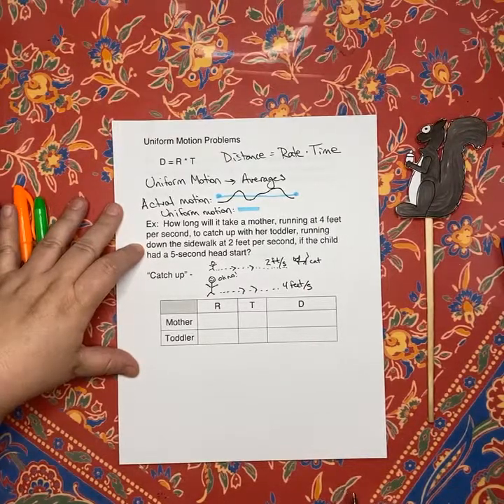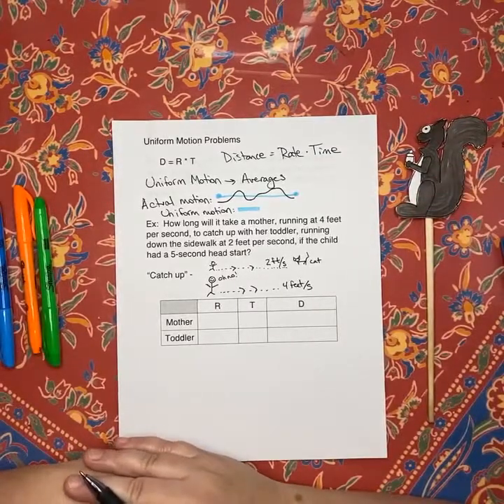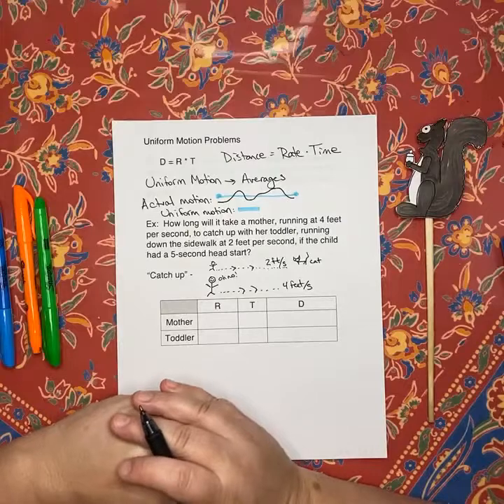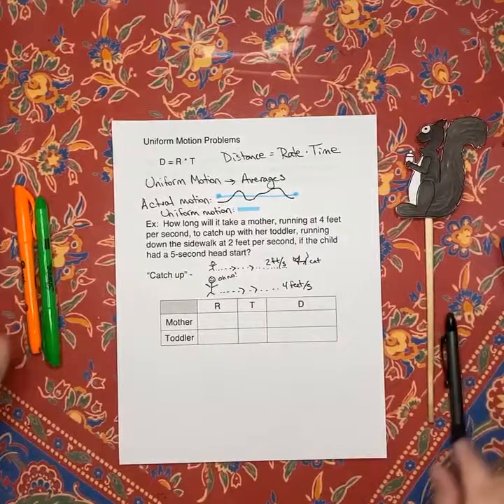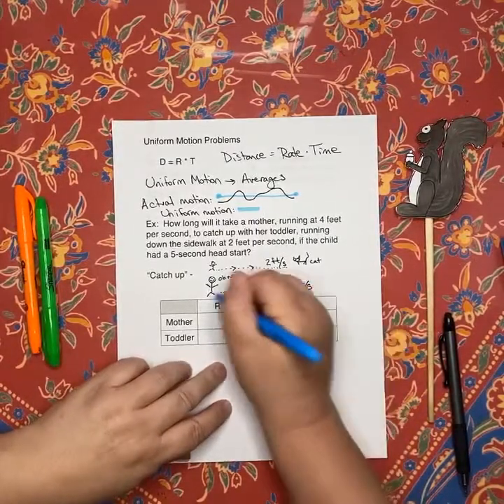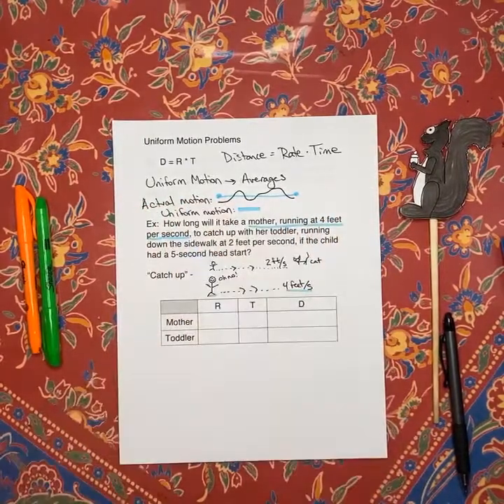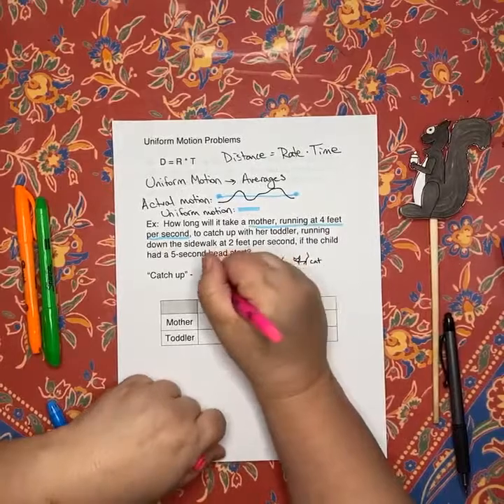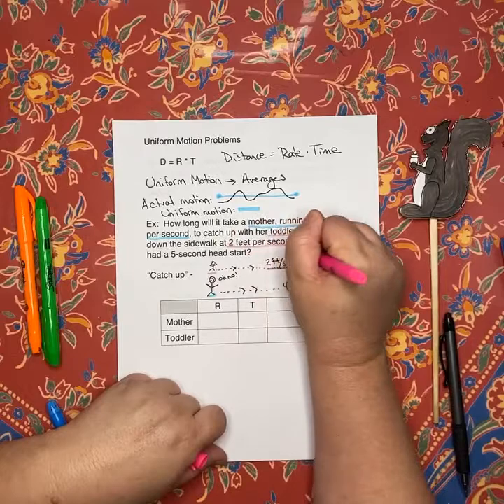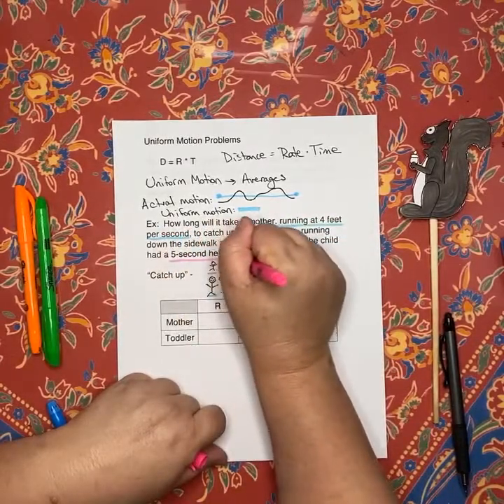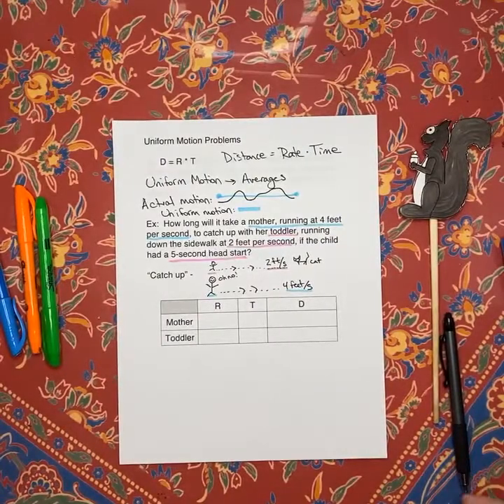So the first question I would ask is, can the mom catch up? And the answer is yes. Why? The reason the mom can catch up is that the mother is running at 4 feet per second, and the toddler runs at 2 feet per second and has a 5-second head start. So the toddler is actually going relatively slowly compared to the mother.